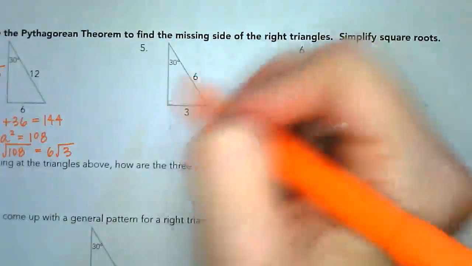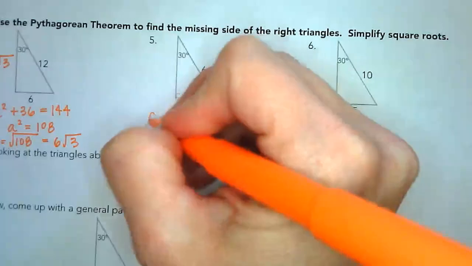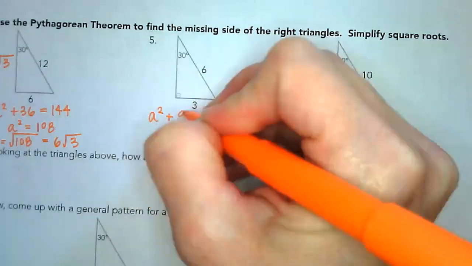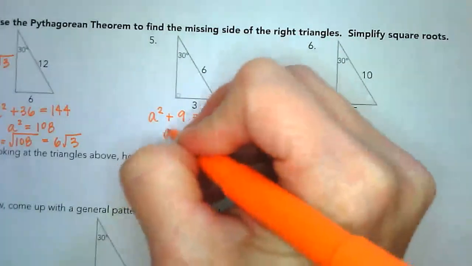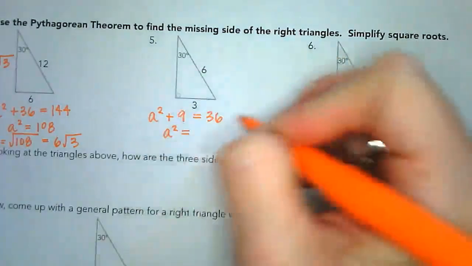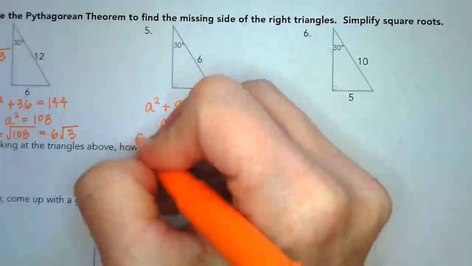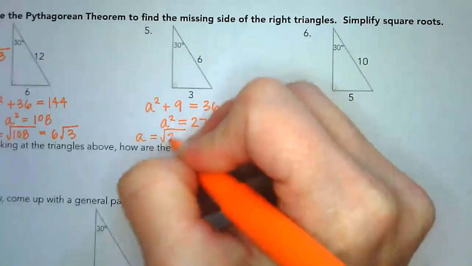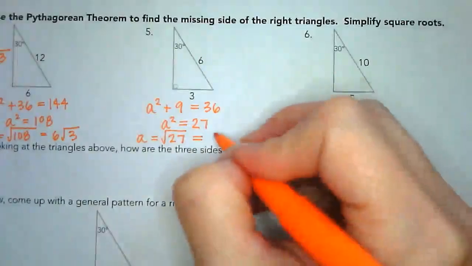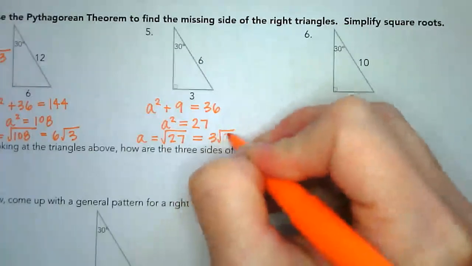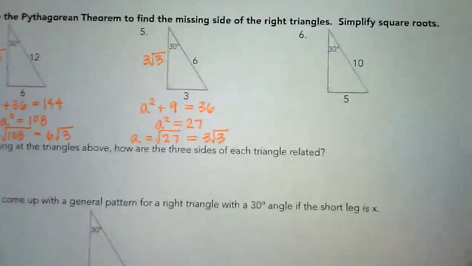All right, next one. Same idea here. I know one leg and the hypotenuse. So a squared plus b squared equals c squared. We subtract 9 from both sides. So a squared is 27, which means that a is the square root of 27. And we can simplify that to be 9 and 3, so 3 root 3. So 3 square root of 3.